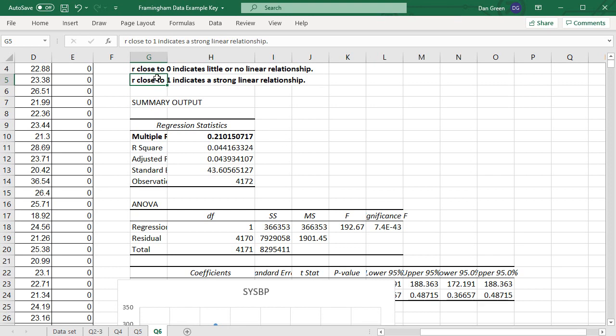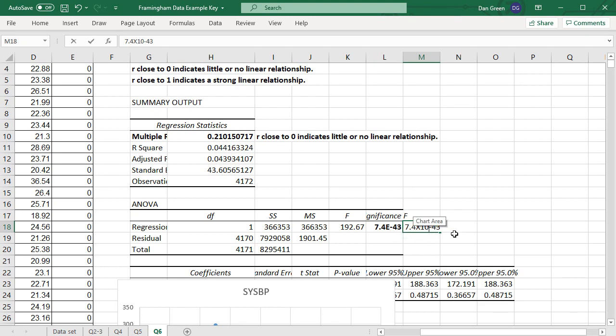So we would say that here there is little to no linear relationship, is how we would interpret that. The other thing we want to look at is the significance level of the test here. So the significance level is the same as the p-value for the test. And what we see here is 7.4 times 10 to the negative 43 power. So that is a very small number.